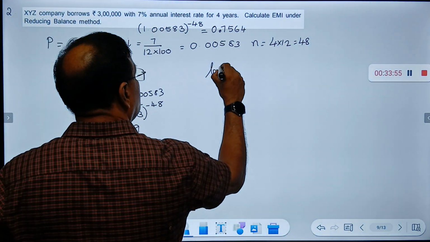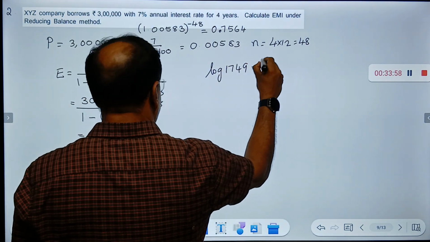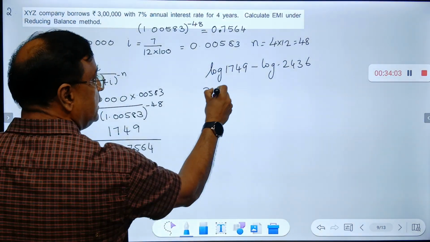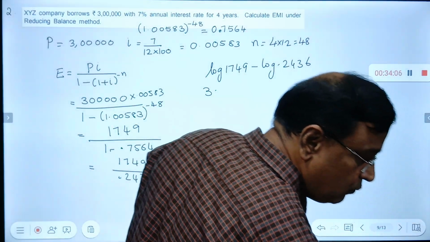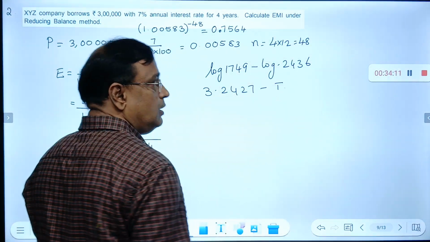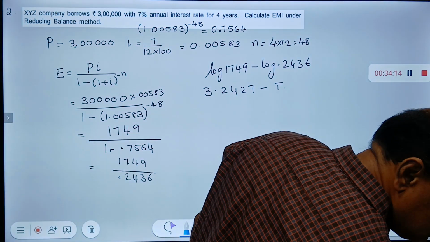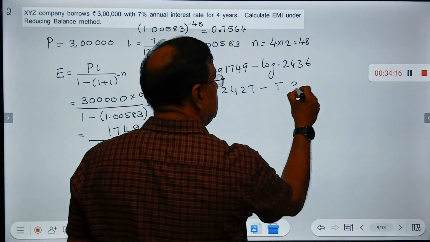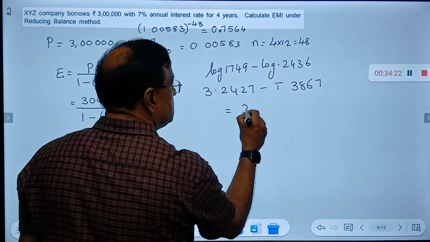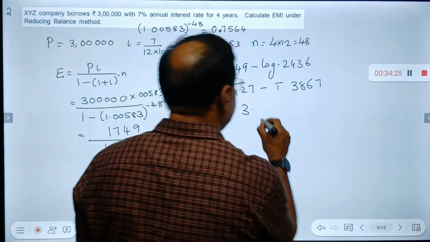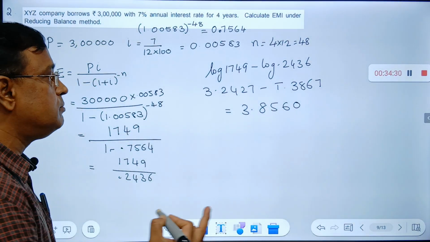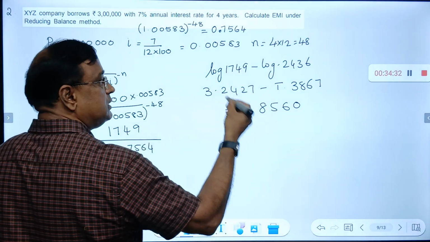Now you can use a logarithm to do the calculations if you want. So this is log of 1749 minus log of 0.2436. The characteristic for this is 3 and log of 1749 will be 2427 minus bar 1 point. The log of 2436 will be 3867, and when we subtract you get 3.8560. Already we have discussed all these logarithm problems in perpetuity and sinking fund.